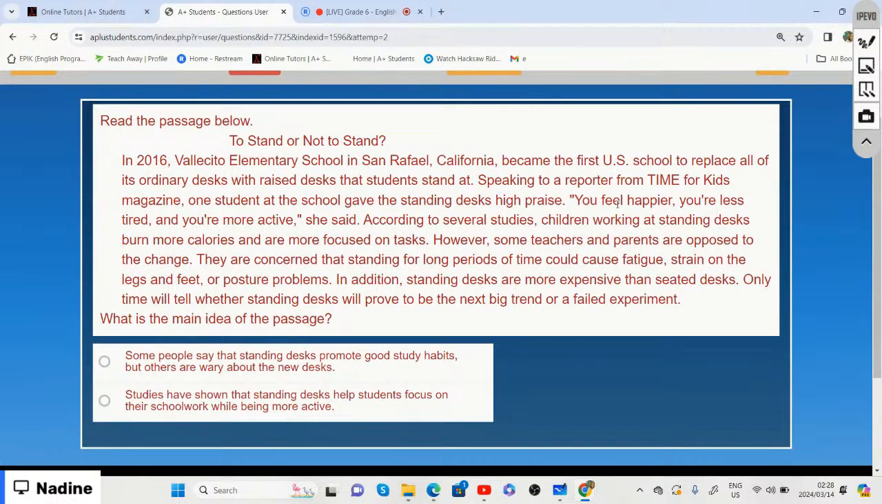Okay, so we need to select the options. The first one: some people say that standing desks promote good healthy habits, but others are worried about the new desks. Or is it the second option: studies have shown that standing desks help students focus on their schoolwork while being more active?